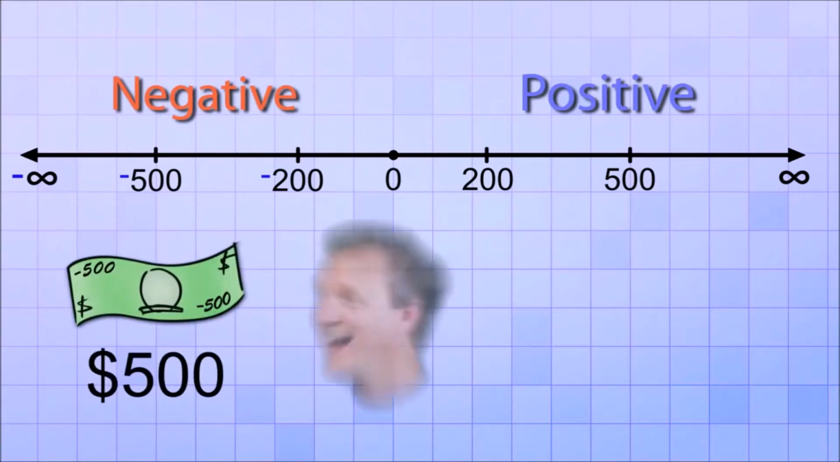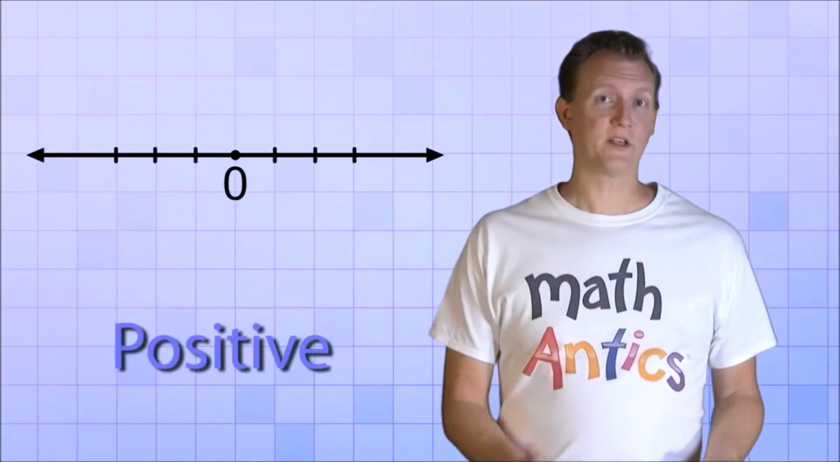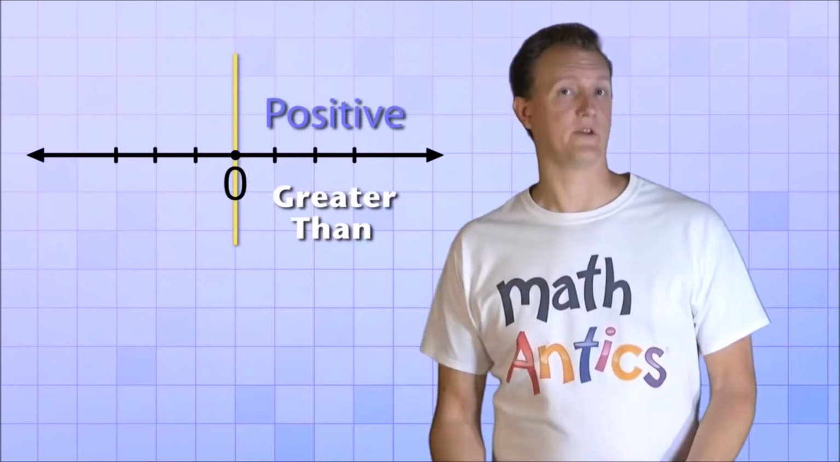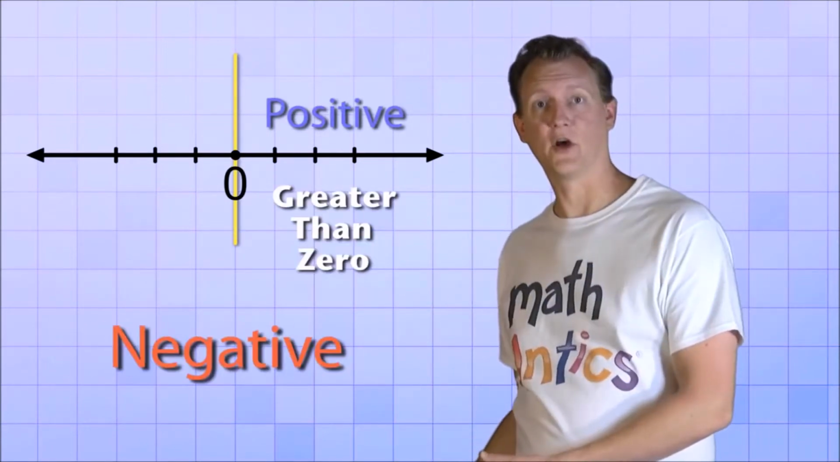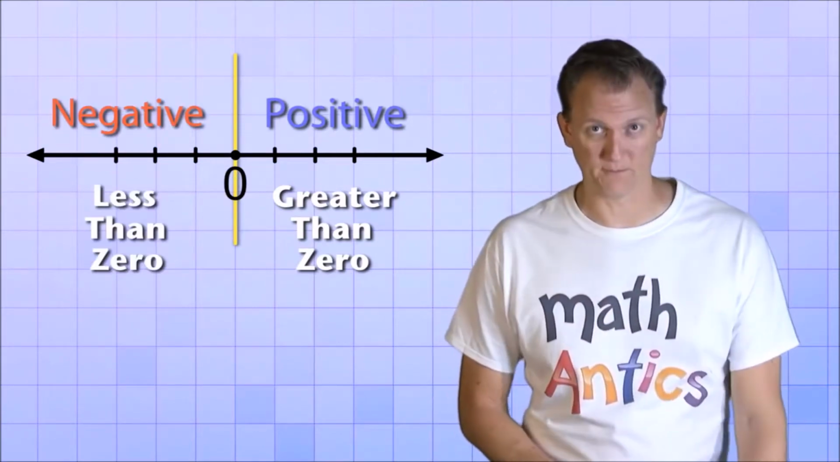The 500 part sounds pretty good, but the negative part, not so much. Alright, so the positive integers are on the right side of 0 on the number line, which means they're all greater than 0. And the negative integers are all on the left side of 0 on the number line, which means they're all less than 0.